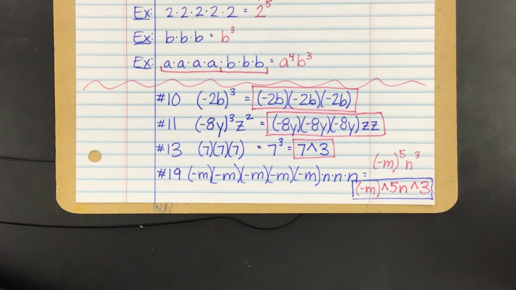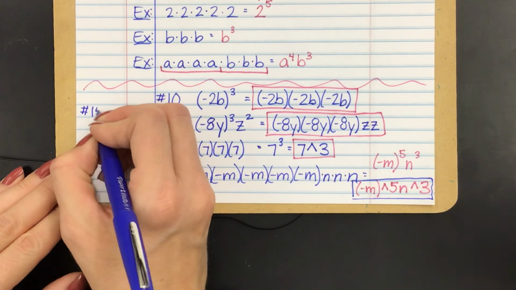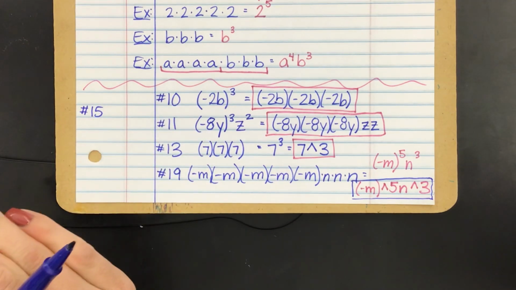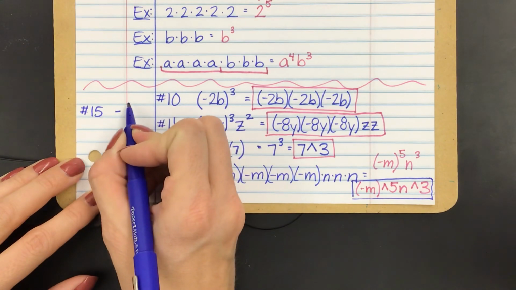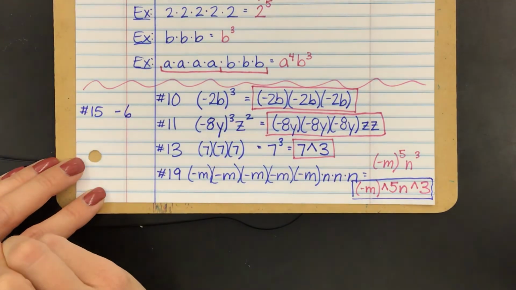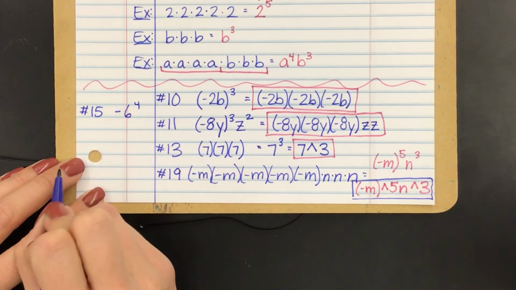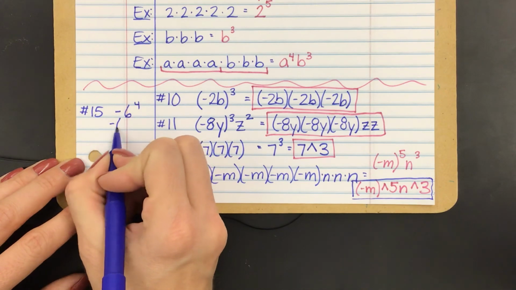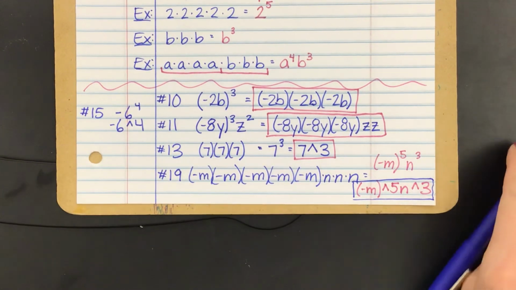Kimars asks about number 15. I'm running out of space, so I'm going to do it over here. You can see that the negative is not repeating, right? So the negative is going to stay out front, and then it's 6 to the what power? To the 4th. So when you put it into the answer checker, it's going to be negative 6 with the cap 4, like that.